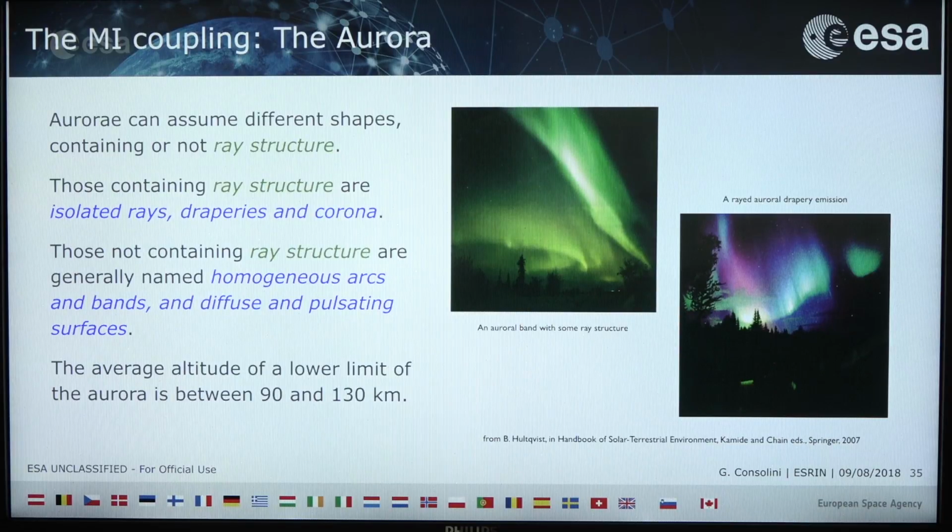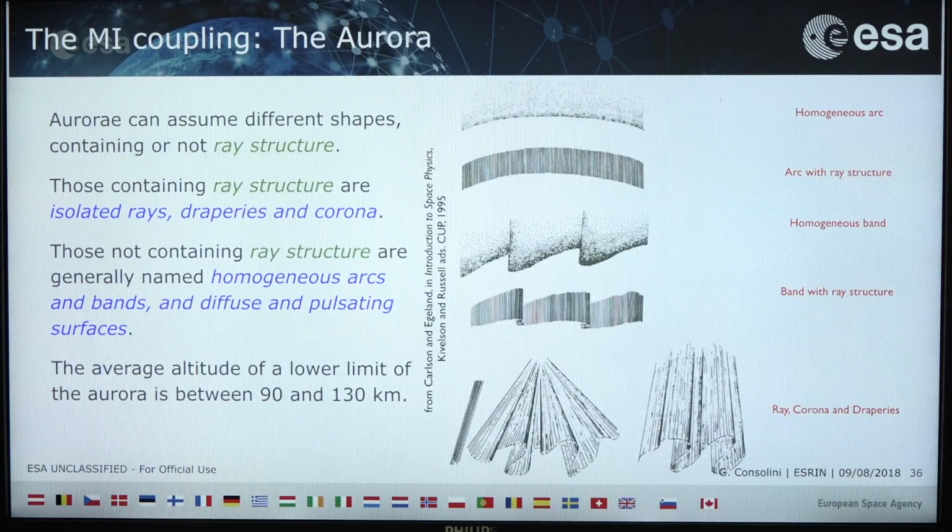They are essentially isolated rays, draperies or corona, or homogeneous arcs like this one, and bands. The mean altitude where we observe the light emission is about 130 kilometers. And these are the shapes.